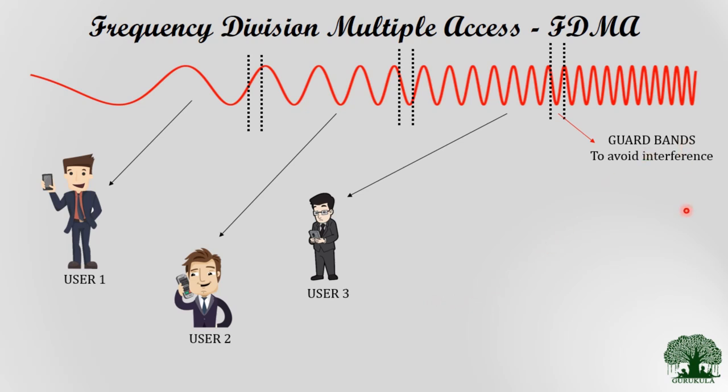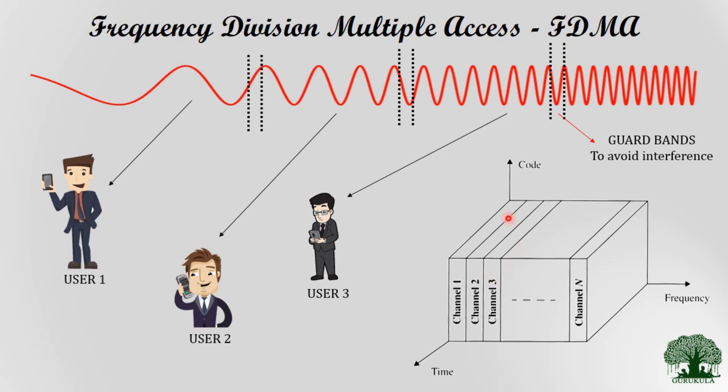If the guard bands are not properly fixed, in other words, if the separation between user 1 and user 2 is not sufficiently spaced, and the guard band is very small, then it will lead to interference, which means user 1 and user 2 will not be separated over proper frequency ranges, giving rise to interference between user 1 and user 2.